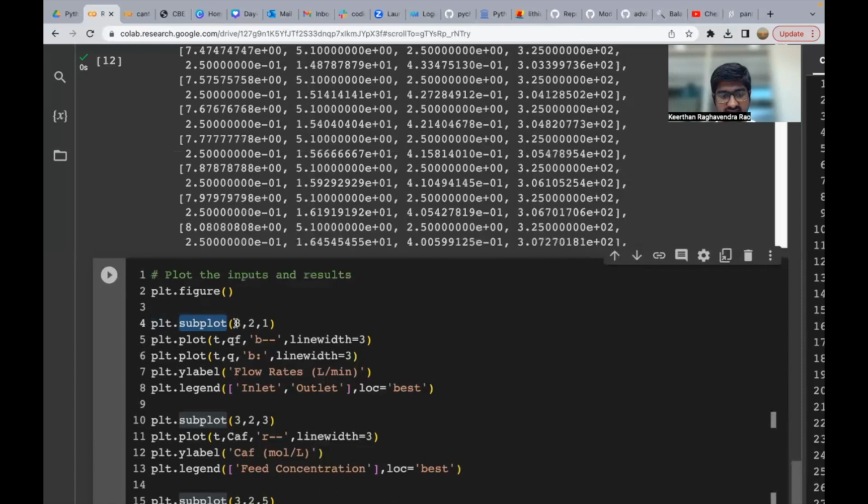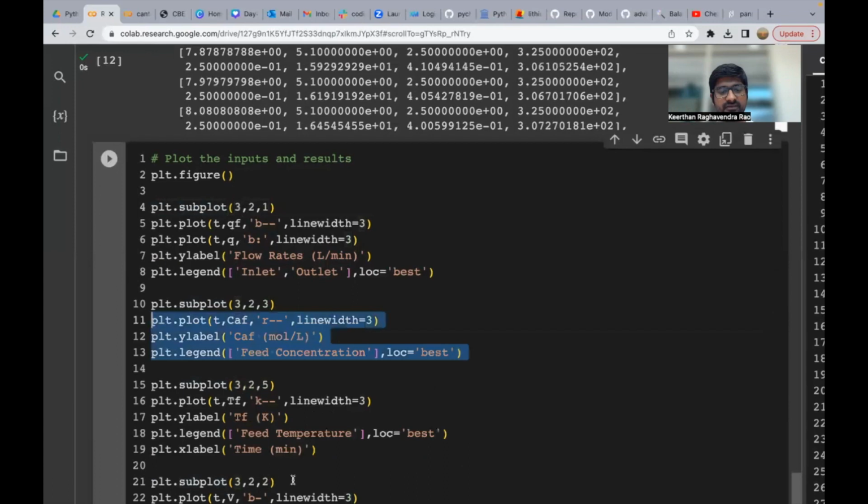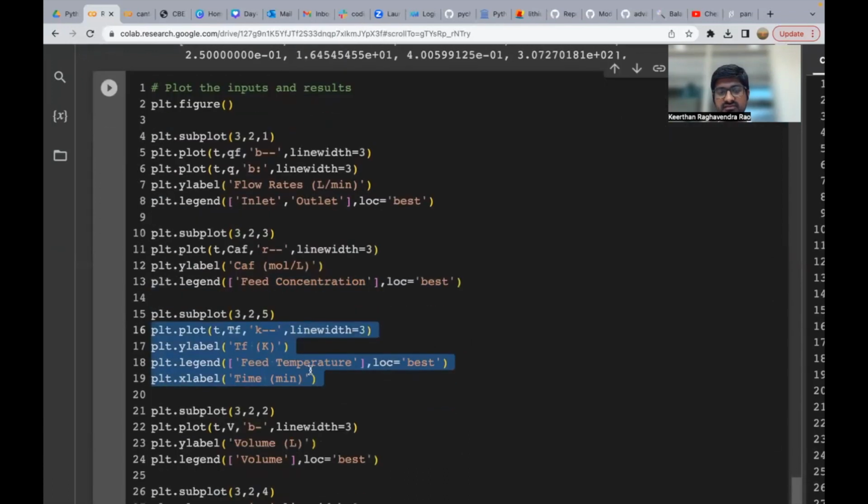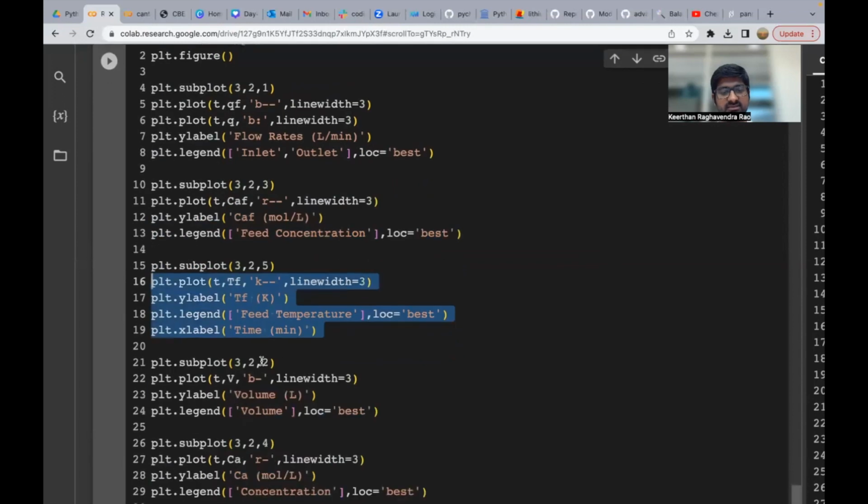So the way this numbering works is we say the size to be 3 comma 2, which is kind of like a matrix with 3 rows and 2 columns. And then in that 3 rows and 2 columns, the very first figure will have all of this. And then the third figure will have all of this. Fifth figure will have all of this. There's no particular order. You can change this if you want. I just thought this to be more convenient when we actually see the figure.